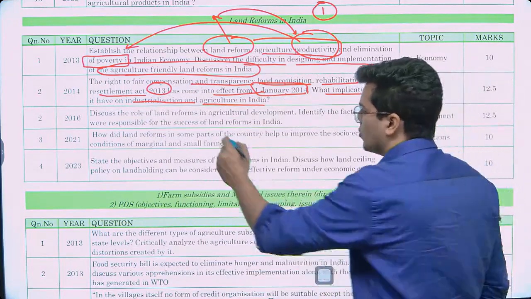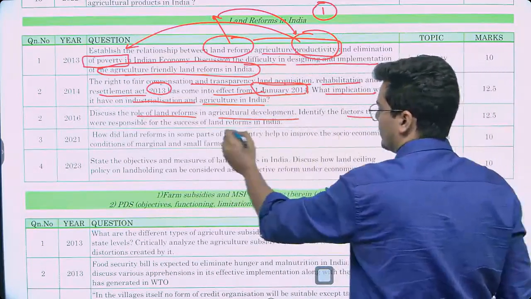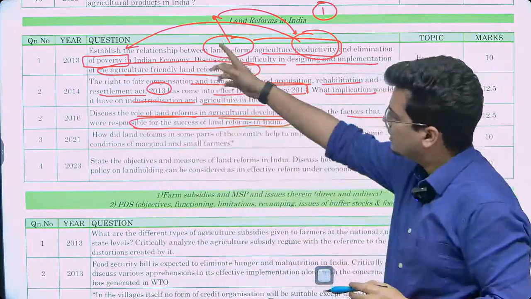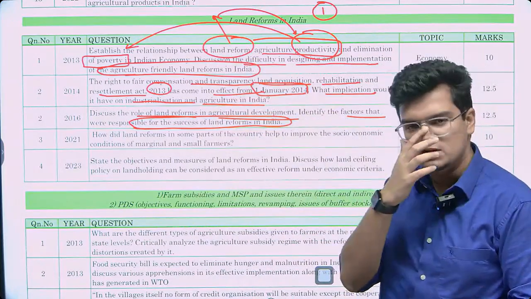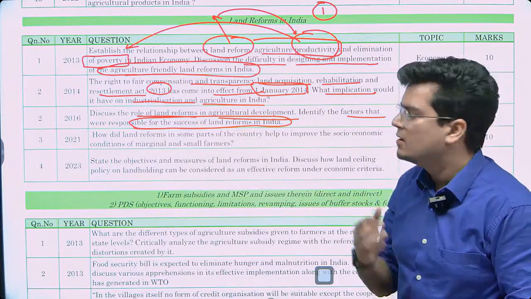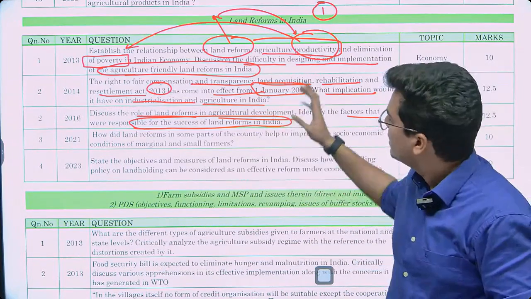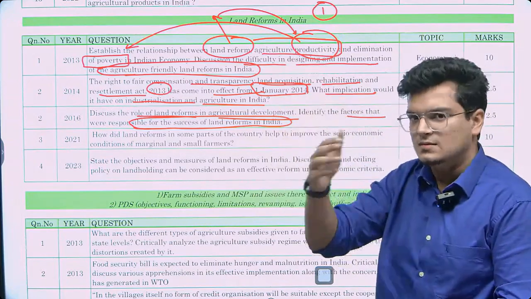Then role of land reforms in agricultural development, factors that have been responsible for success of land reforms. तो पहले पूछा कि why were land reforms difficult, then पूछा कि how were they successful. Obviously if some measure was taken by the government, there would have been some successes, some failures. तो मुझे समझ आया that for land reforms I have to understand their impact, their successes, their failures.